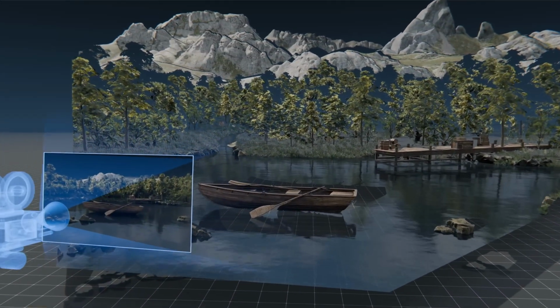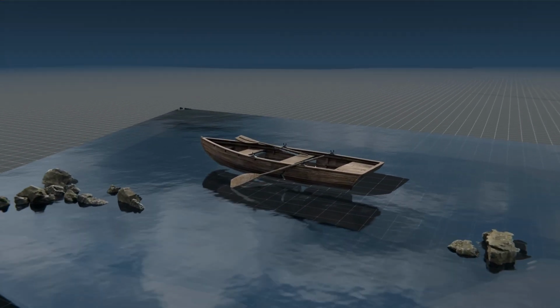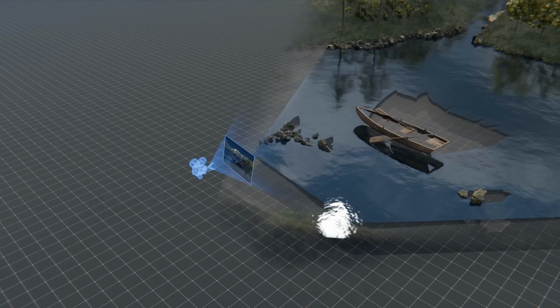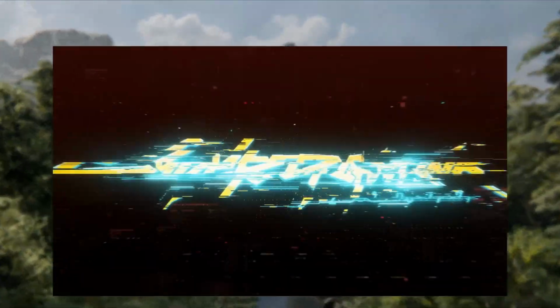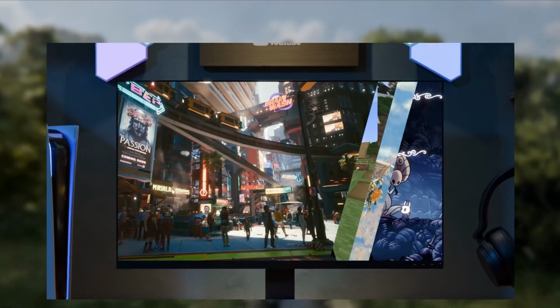Game engines like Unreal with its Lumen system, which gives you real-time global illumination. Animation software like Blender, which uses path tracing right in its core engine. Even games like Cyberpunk use these techniques for incredible reflections. This is all happening on a standard PC.